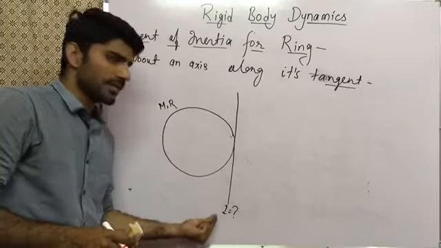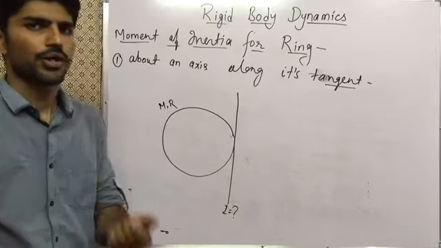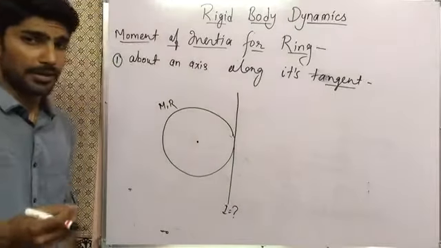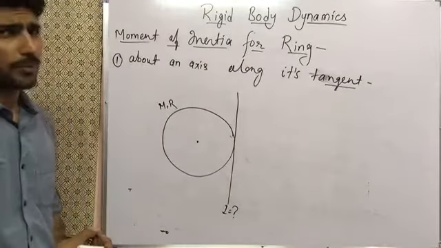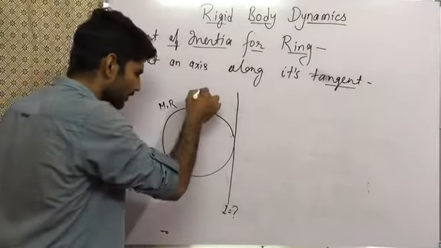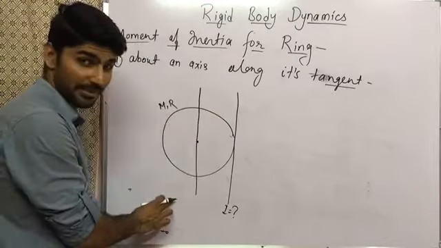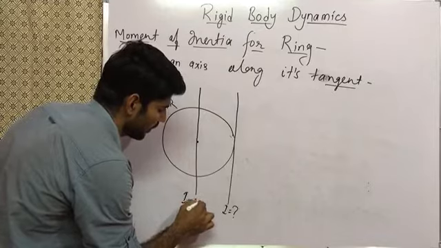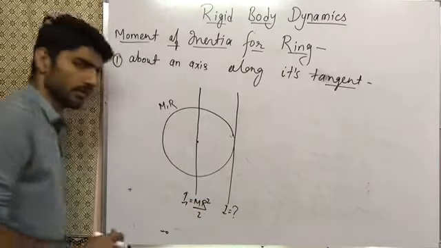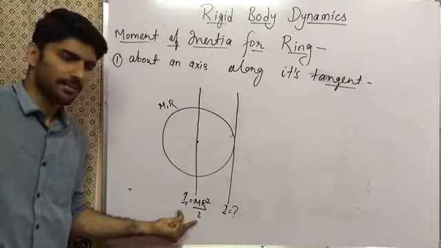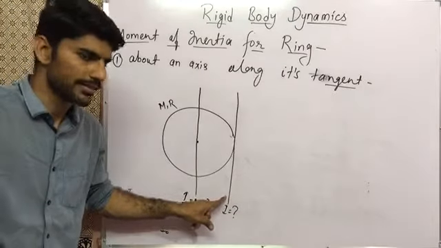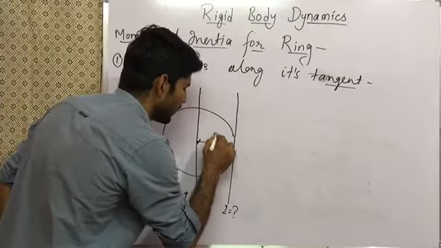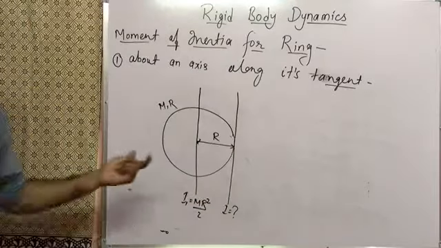For this derivation we will use the theorem of parallel axis. According to the parallel axis theorem, we need a parallel axis, and we should know the moment of inertia about that axis. Here this is the axis along the diameter, and the moment of inertia about it is mr squared by 2. We know the moment of inertia about this axis along the diameter, and this is the axis along the tangent, and both axes are parallel to each other, and the distance between the axes is this capital R.